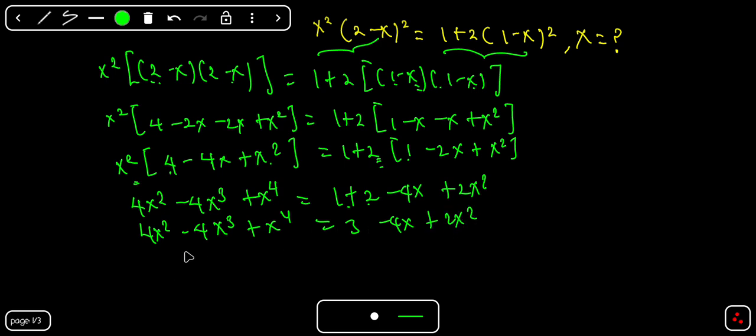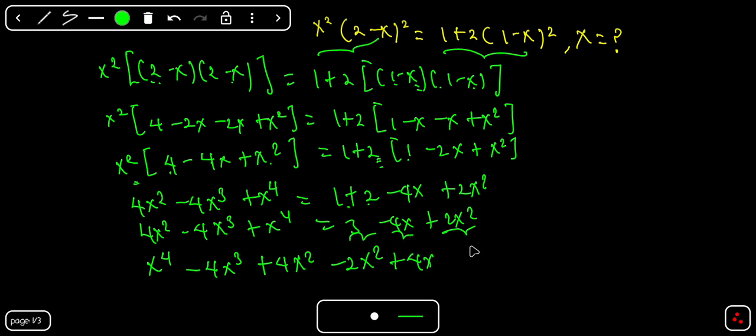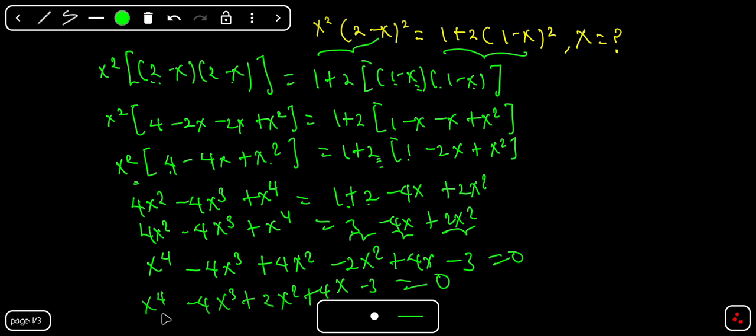Now let's collect like terms and rewrite the equation. We are going to have x raised to the power of 4 minus 4x raised to the power of 3 and then plus 4x raised to the power of 2. So bring this 2x squared to the left hand side, that will be minus 2x squared. Bring this negative 4x to the left hand side, that will be plus 4x. Then bring this positive 3 to the left hand side, that will be negative 3. Everything will be equal to 0. So we're going to have x raised to the power of 4 minus 4x raised to the power of 3 plus 2x raised to the power of 2 plus 4x then minus 3, which is equal to 0. So that is the quartic equation that we want to solve.